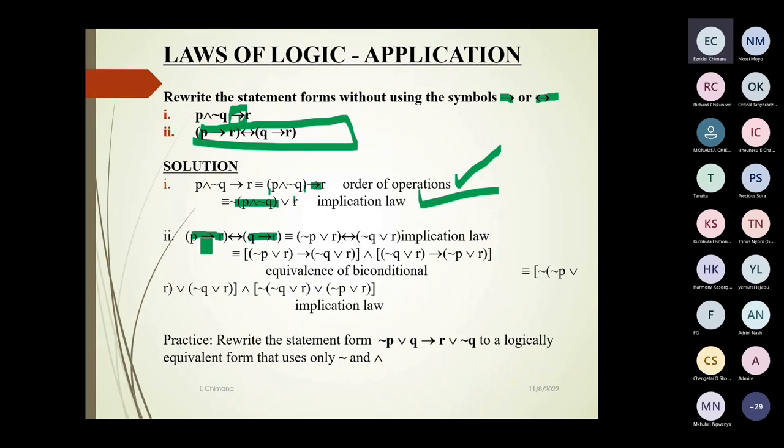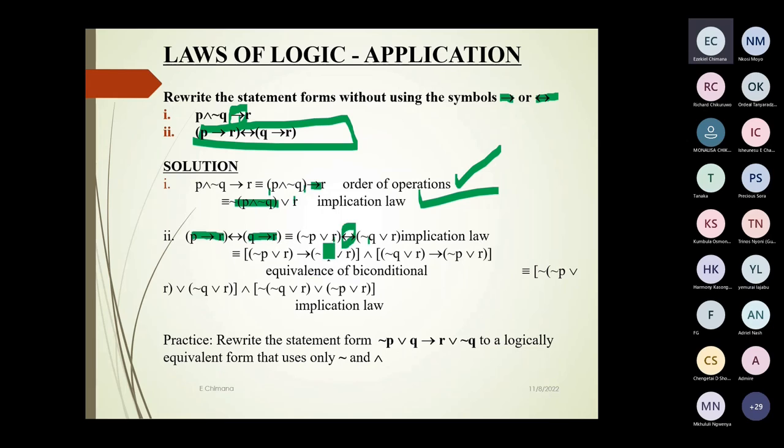So whenever we have P implies R, we can use the negation of P or R. So it will be the negation of P or R, and here it will be the negation of Q or R. And then from there, we want to remove this sign. So we're going to use the equivalence of biconditional. So the equivalence of biconditional is that this one will imply this one, and this one will also imply this one.